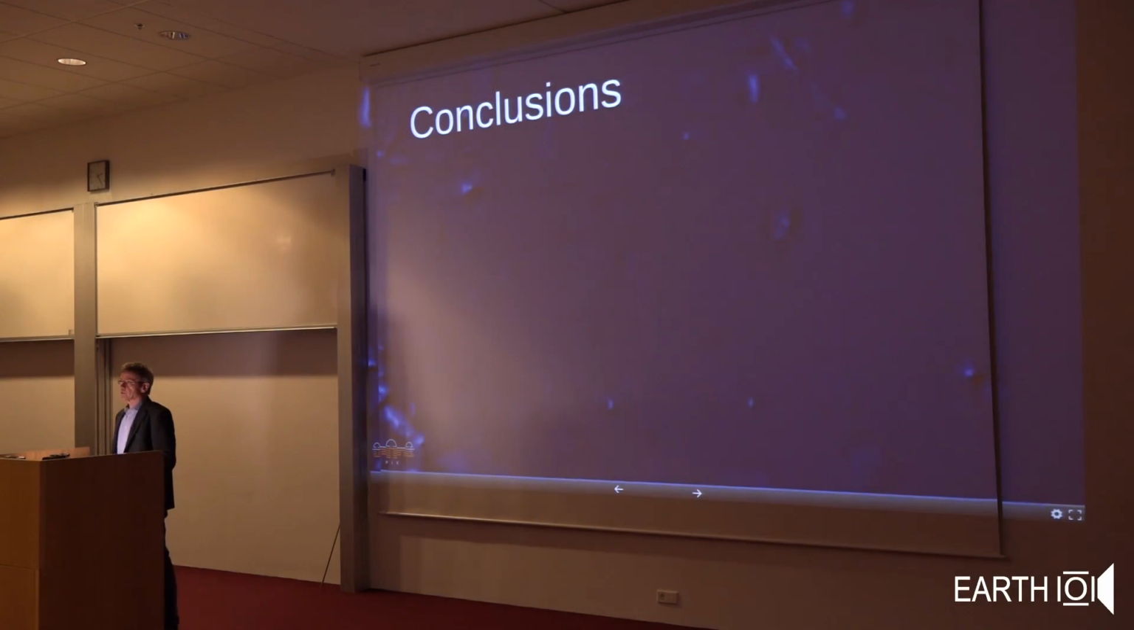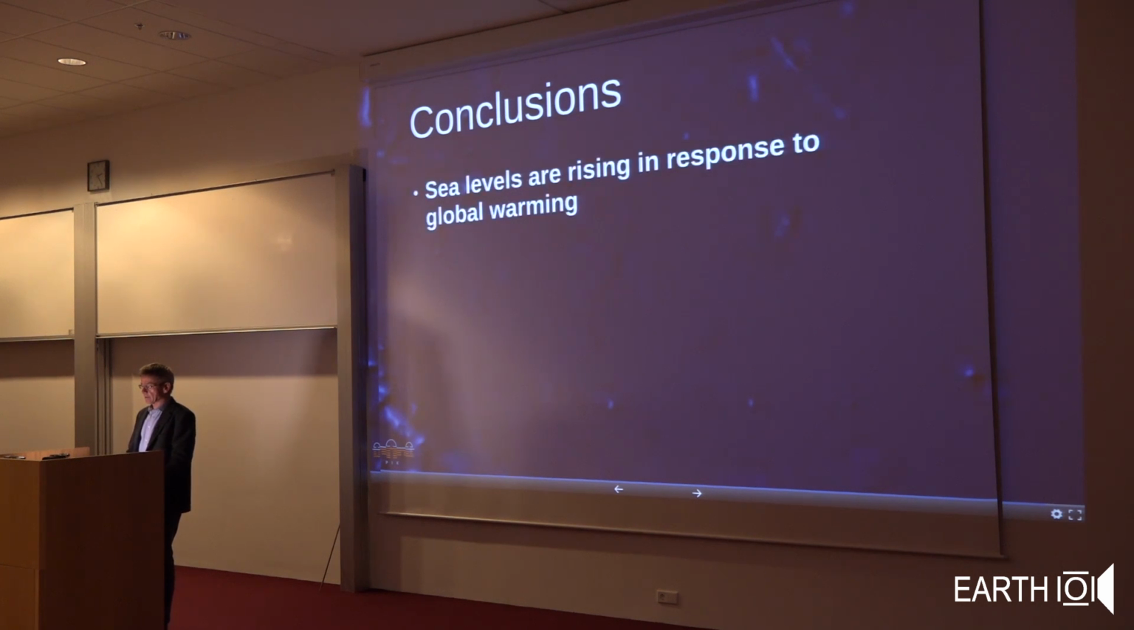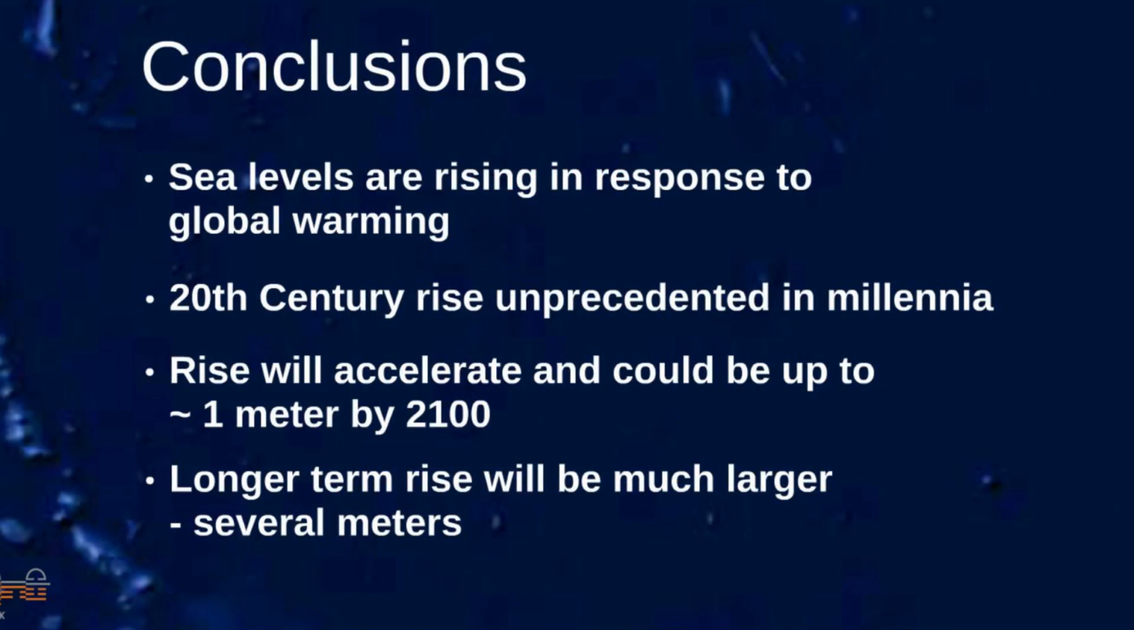So with that, I want to come to the end, and I think I've shown to you that sea levels are rising in response to global warming. It's a very simple, logical, physical response to warming. The 20th century rise is unprecedented in the last millennia from the proxy data that we have from along the world's coastlines based on salt marshes. This rise will accelerate. We can prevent most of the acceleration by limiting global warming below 2 degrees. It's one of the good reasons to actually do that.